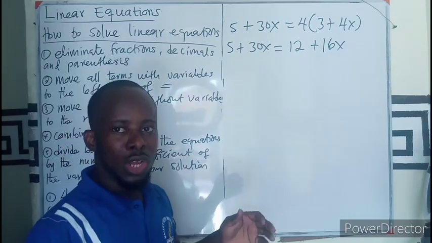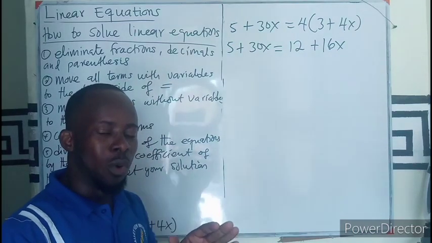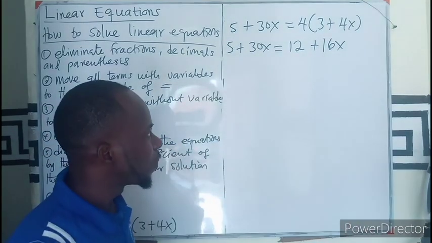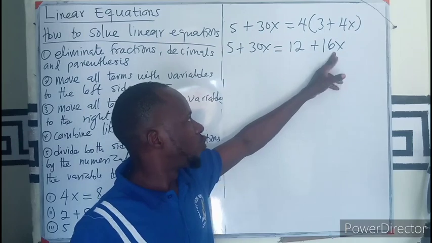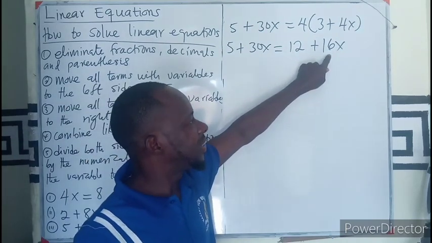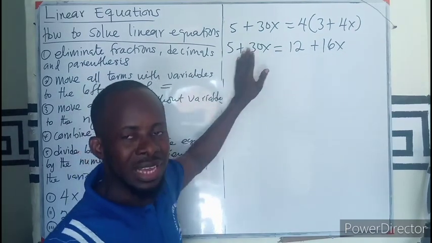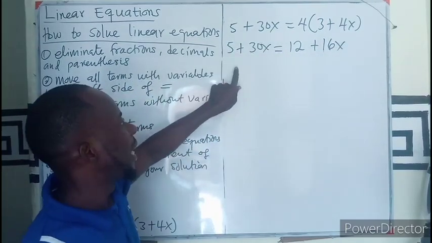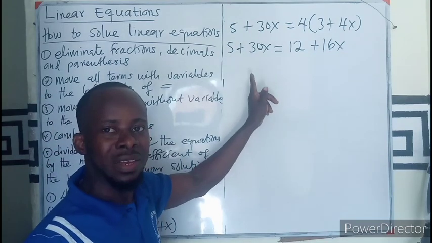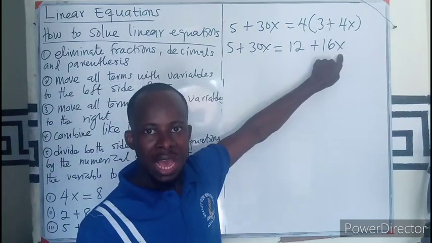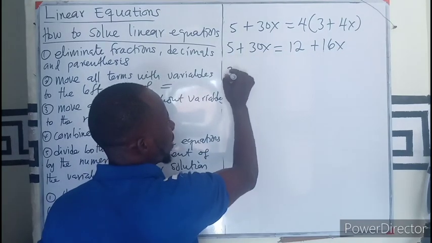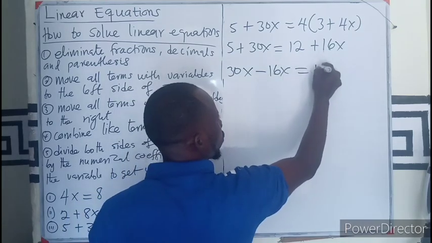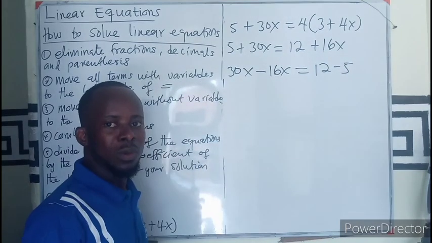So next thing to do is to move all terms that involve variable to the left, all terms that do not involve variable to where? The right. So what I'll do is that I want this to come here. So I'll subtract 16x from both the left and the right. Meaning if I subtract, 16x will come here. Then I will also subtract 5 from both sides. Meaning 5 will leave here and go here. So what I mean is that it becomes 30x minus 16x equals to 12 minus what? 5.